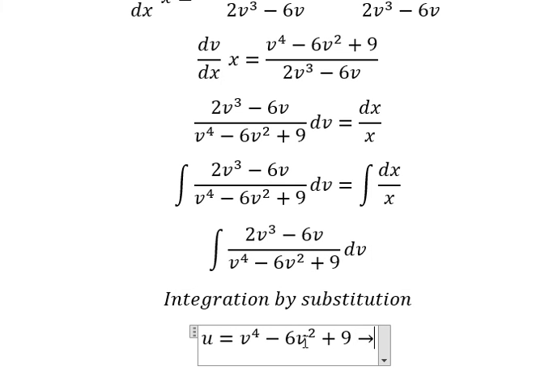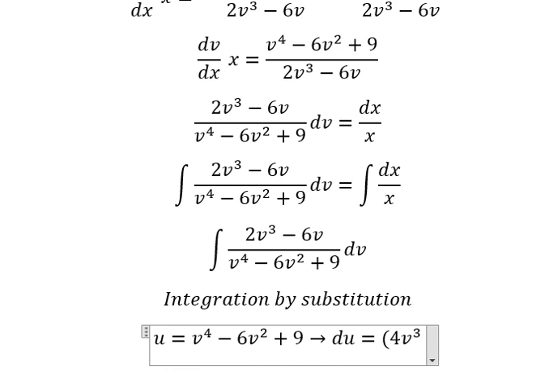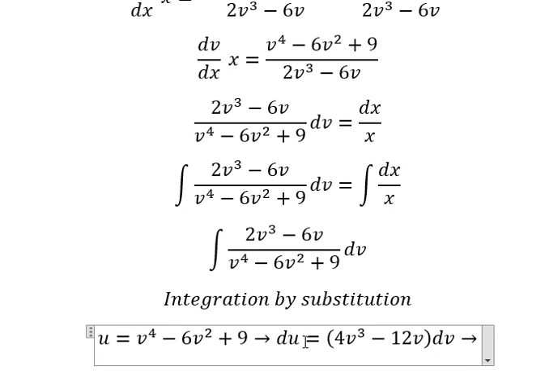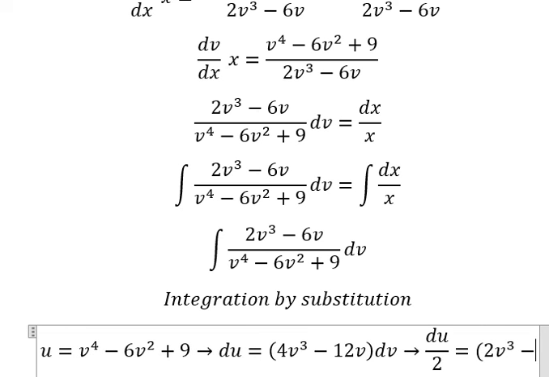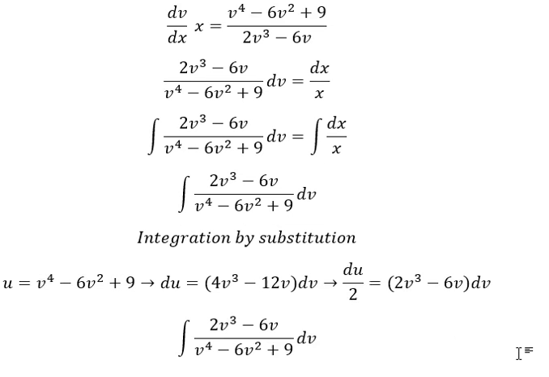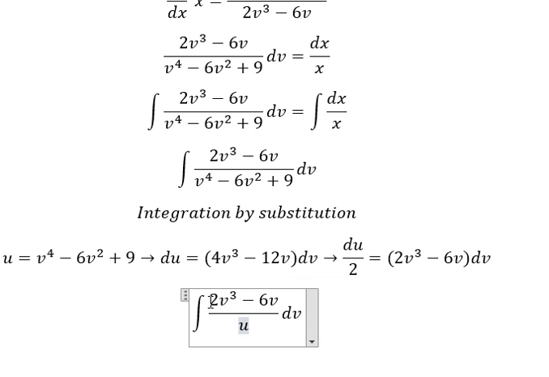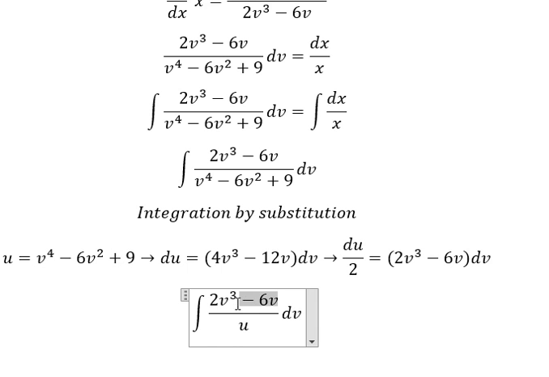Later we need to first take the derivative of both sides, and we have like this. Next, we divide both sides by number 2. So we have like this. So this one we change for u. This one with dv we change for du over number 2.